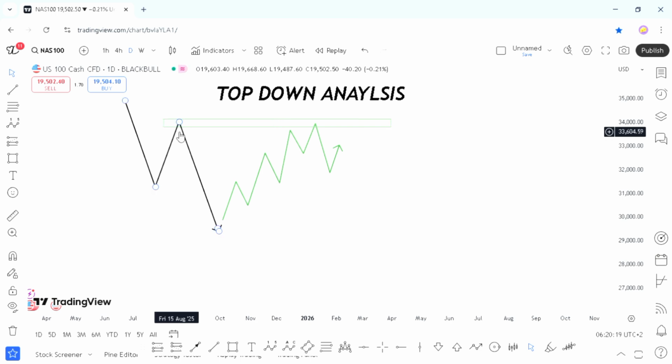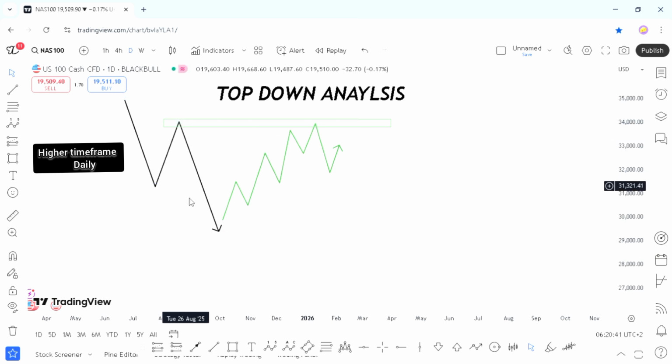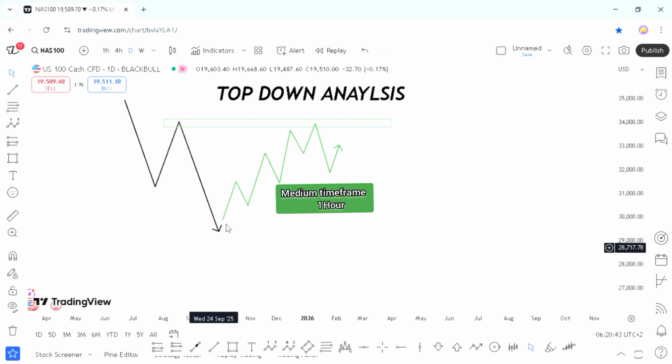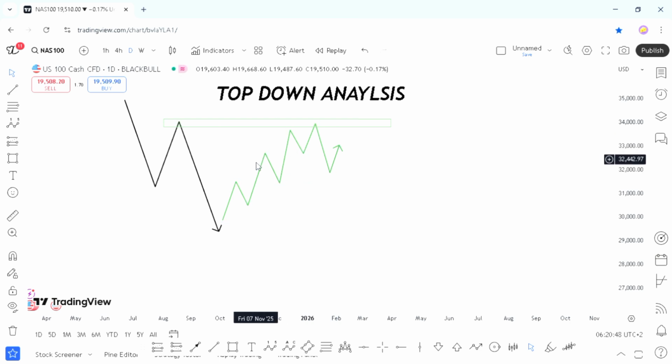So I would like to give you two important things you need to know before you can start to do a top-down analysis. The first thing you need to understand is the different time frames. If you look right here on the screen, I have two different time frames, the higher time frame and then the lower time frame, which is this one, the 1 hour. We have different time frames, starting with the second.